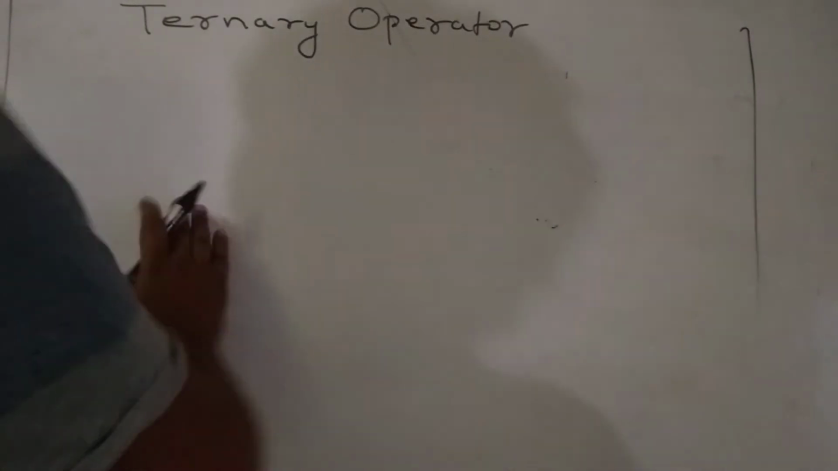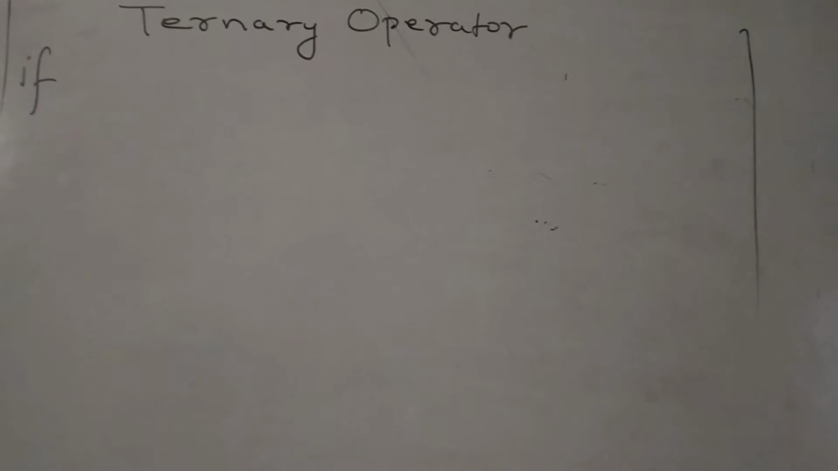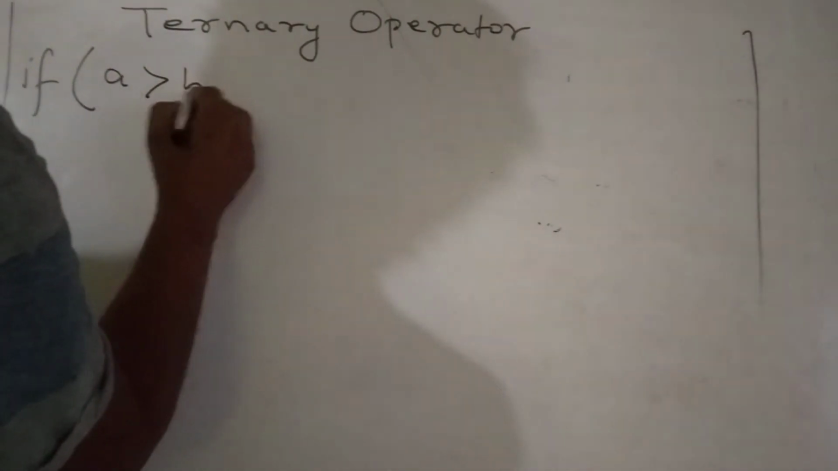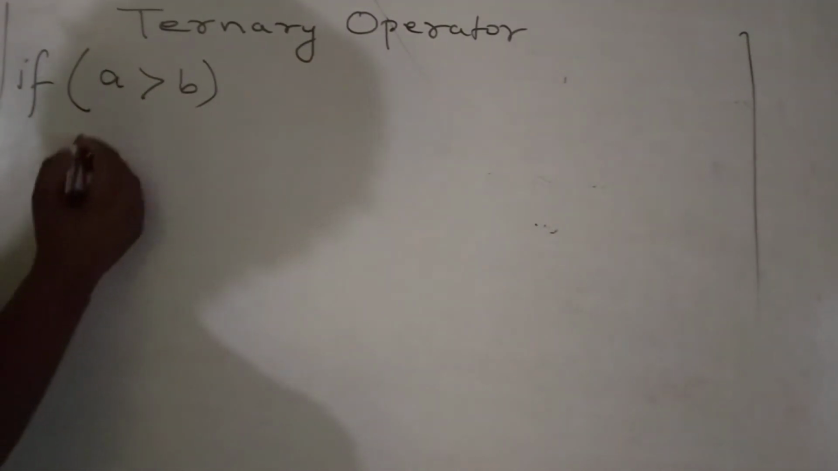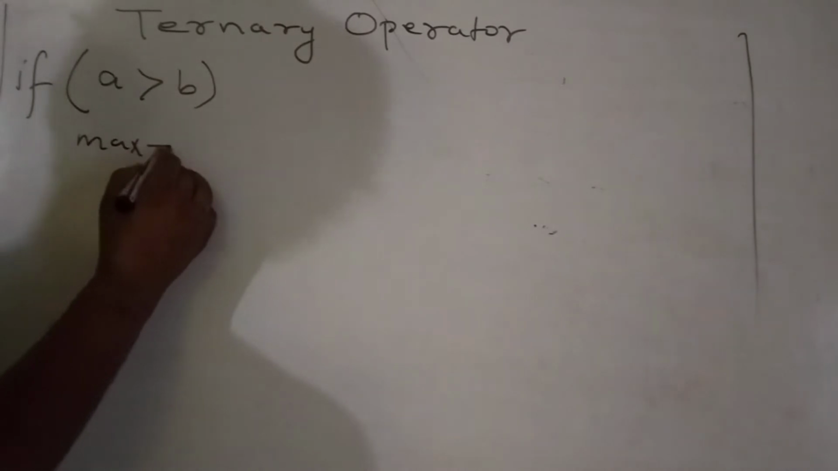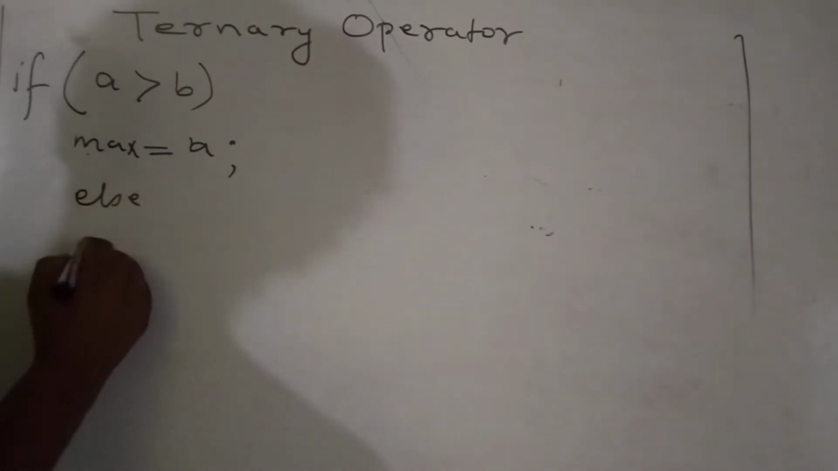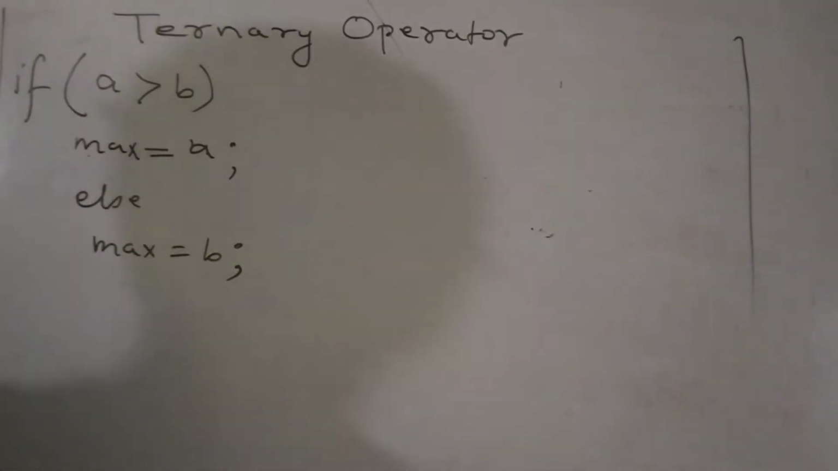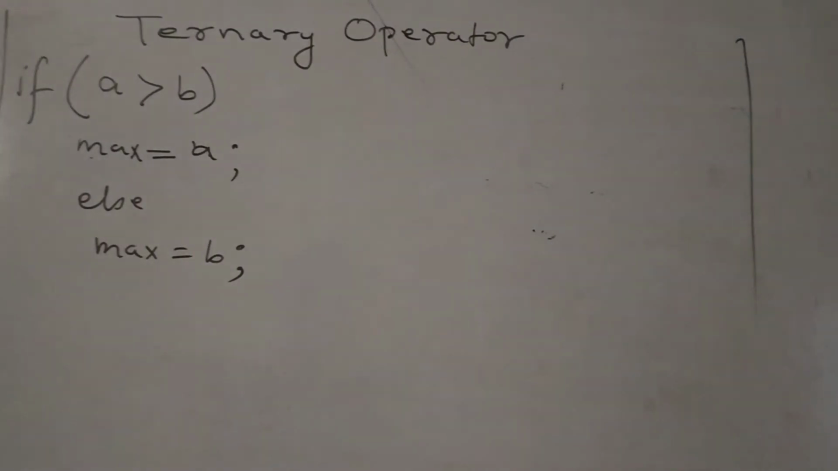So how to convert? Okay, how to convert if statement? So if A is greater than B, so max is here A, else max is equals to B. Fine. So how to convert this if else into ternary operator?